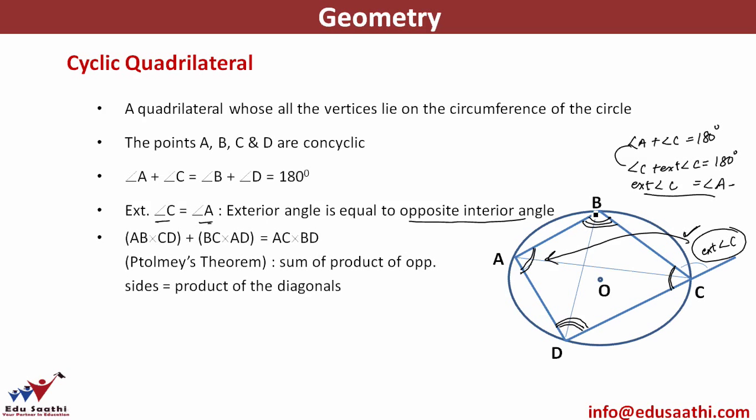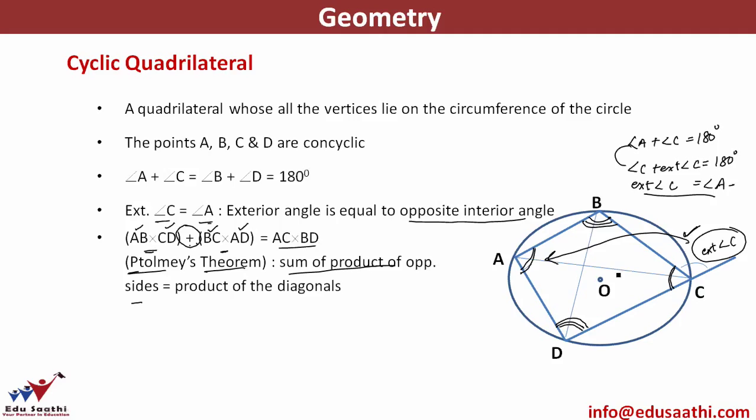The most important theorem that you have in case of cyclic quadrilateral is Ptolemy's theorem. Now what does this theorem say? Sum of product of opposite sides. So what are we doing? Opposite sides AB and CD, product. Opposite sides BC and AD, product. Sum them up. Sum of product of opposite sides is equal to the product of their diagonals.